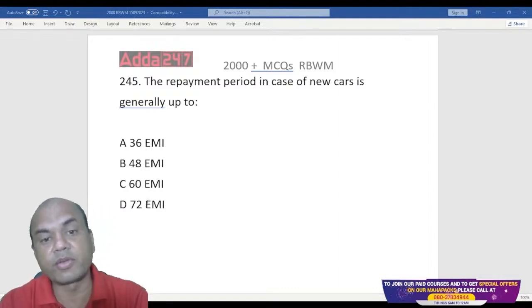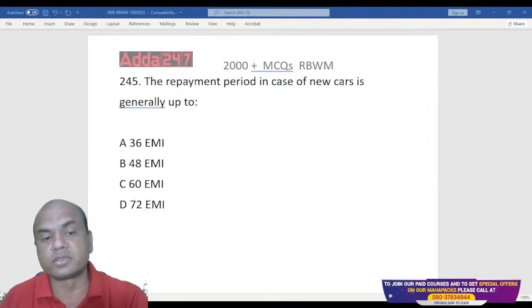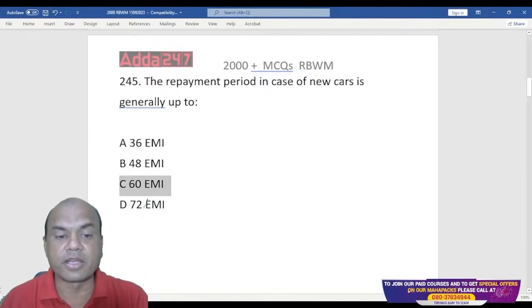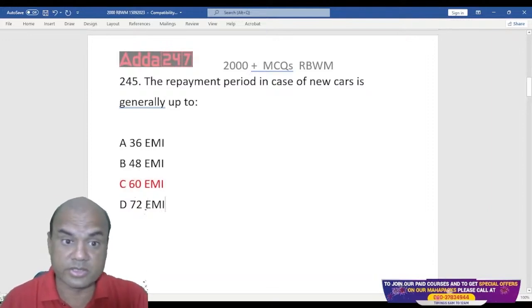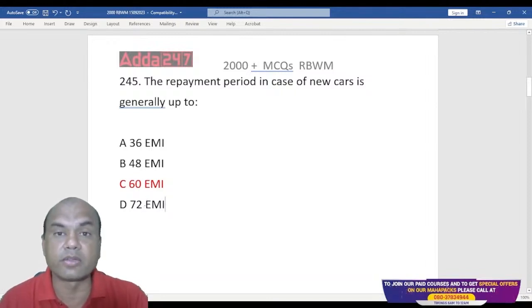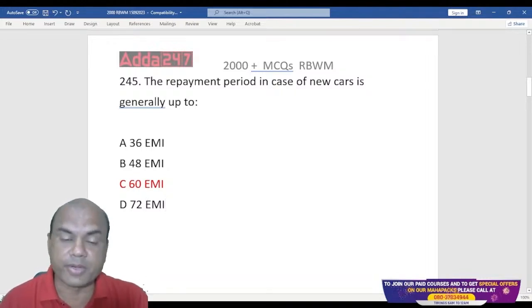Have you got it, everyone? What is the answer? New car loans is 60 EMI, correct? 5 years. New car loans is always 5 years. Now, many of you get confused in vehicle loan. Which vehicle are we talking of? We are talking of two-wheeler and car, but not commercial vehicle. Suppose truck loan, that is not considered as a vehicle; that is a commercial vehicle. So vehicle loan is separate. Got it?